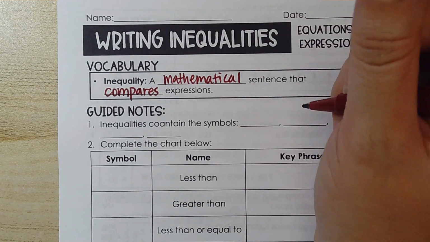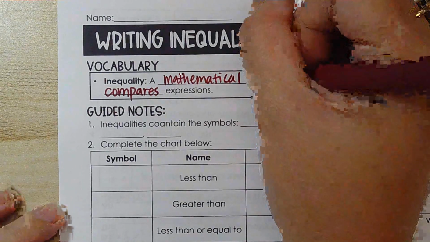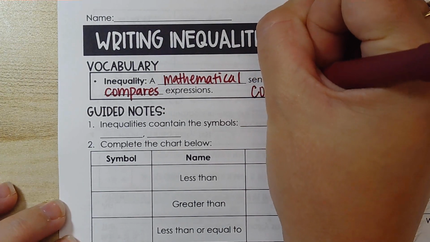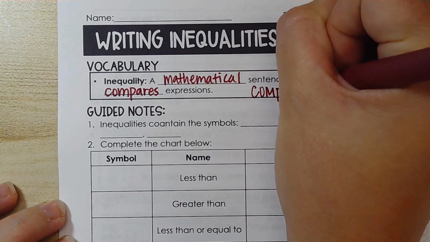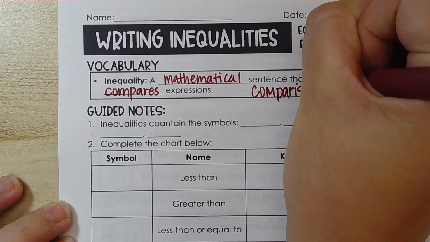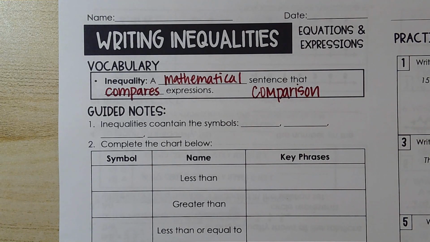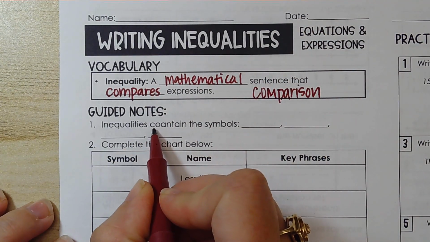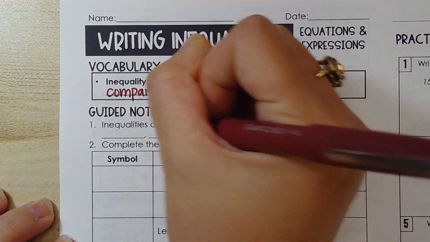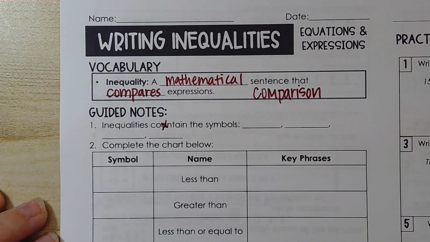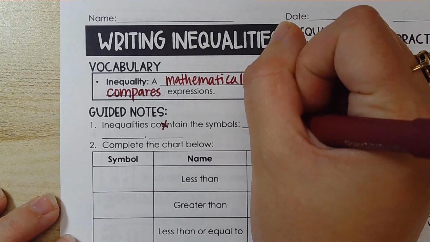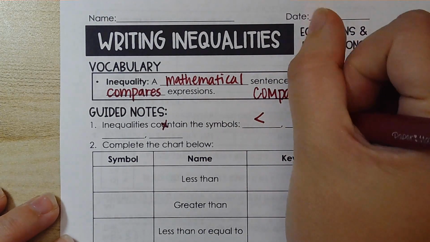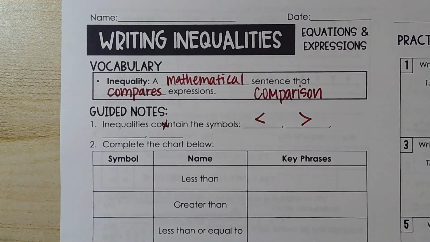And before, you have constantly been told that when you're making a comparison, that means an inequality. So it might ask you to compare these numbers. That means you're going to tell me if it's less than or greater than. So those inequalities contain the symbols, and again, they did mess up on this, so just mark out that A there, okay? So inequalities contain the symbols less than and greater than.